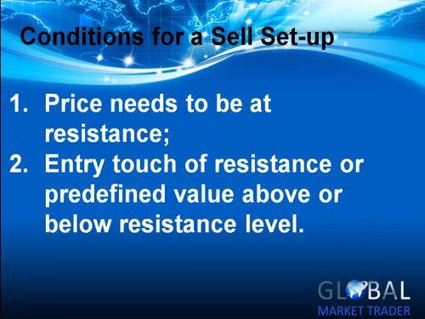For our sell setup, price needs to be at resistance. You'll see once we go to our charts that the Cycle Trader prints both support and resistance on our chart. So what we're looking for is price to be trading through our resistance area to potentially take a short setup. Ideally we want to see price touch our resistance area or a predefined value above or below resistance.